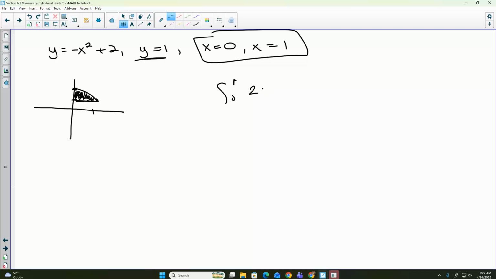So when I set it up, 2 pi, my radius, if I were to take a slab, my radius is still my x value. But what's a little bit different is the height. If you were looking at a slab and measuring its height, you're going to have to go from here down to here, right? So it would just be top minus bottom. If it's between two curves, just like if we were doing the washer method, you just do the top one minus the bottom one. So my top is the negative x squared plus 2 minus the bottom, which was just a 1.